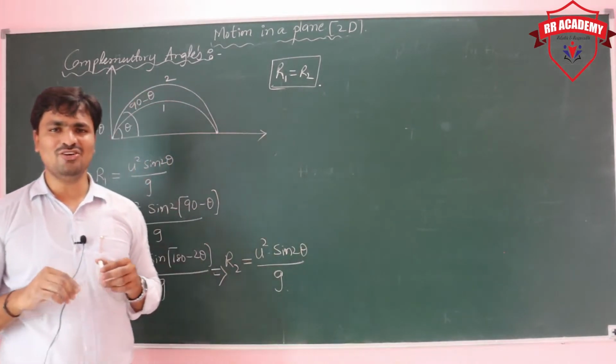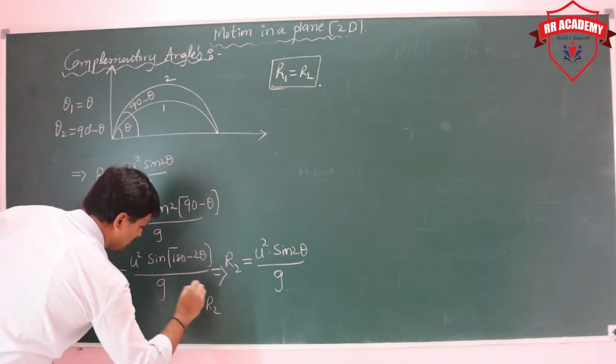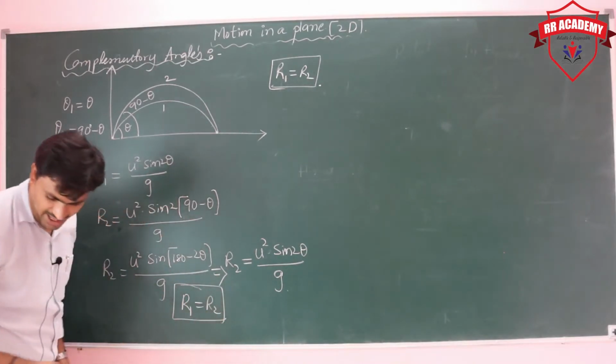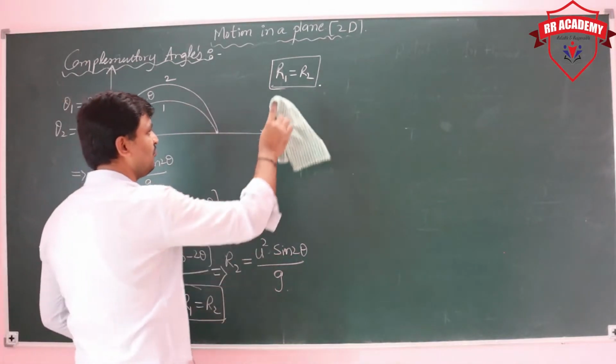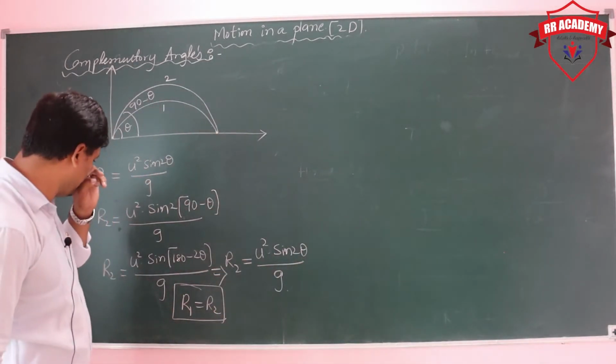R1 is equal to R2. Then what about their maximum heights? And what about their times of flight? That we will also see. First, let's take the maximum height.